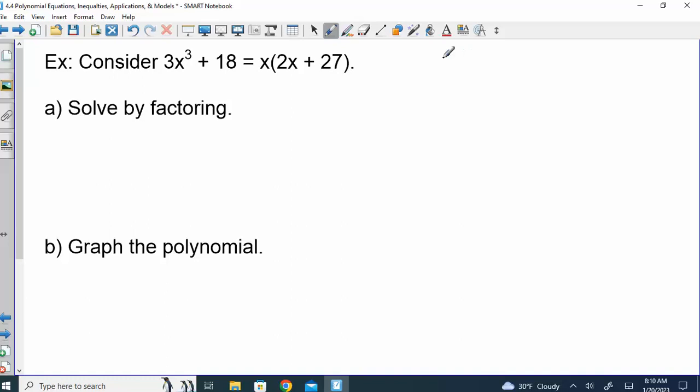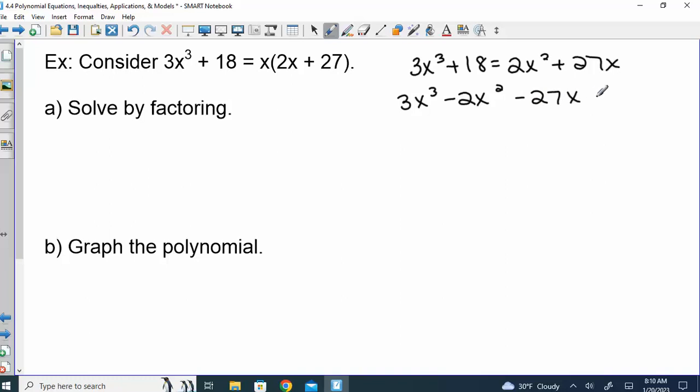Okay, we could distribute the x. And then merge. Put everything on one side. I'm going to put it in decreasing order. Could you do P's and Q's with this? Yes. Is there another option?